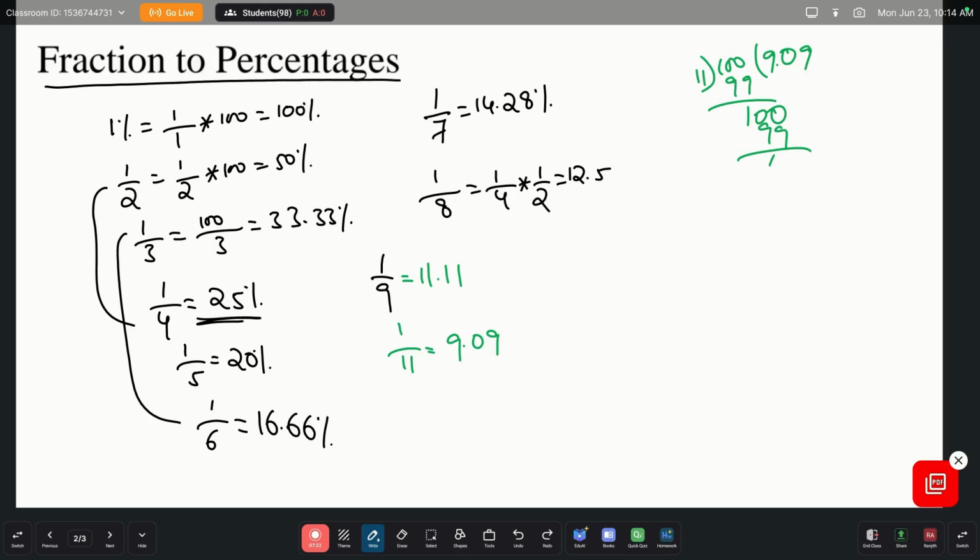We need to remember one thing. 1 by 9 we are getting 11 multiplication. 1 by 11 will be equal to 9 multiplication. If any percentage value, say 44.44% of some value, in the sense 44 is nothing but 11 multiplication. 44 is nothing but 11 multiplication.